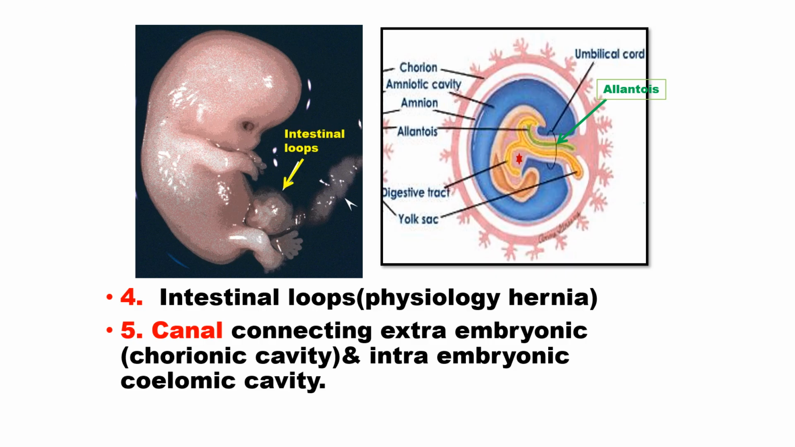These intestinal loops herniate into the umbilical region, and this is known as physiological hernia. It is due to the small abdominal space. By 10th week, these intestinal loops return back to the abdominal cavity as the abdominal cavity enlarges. The fifth important structure which is seen in the primitive umbilical ring is the extraembryonic part, which connects with the intraembryonic part of the coelomic cavity.